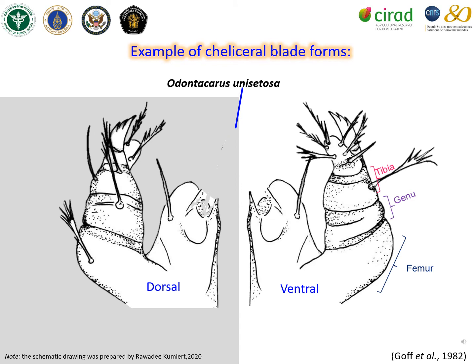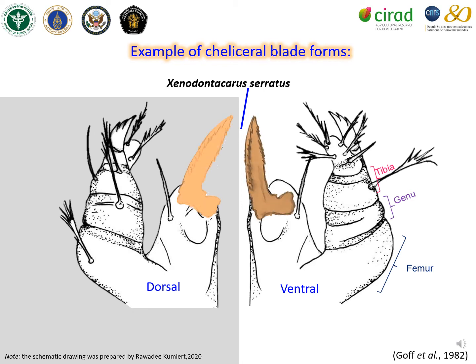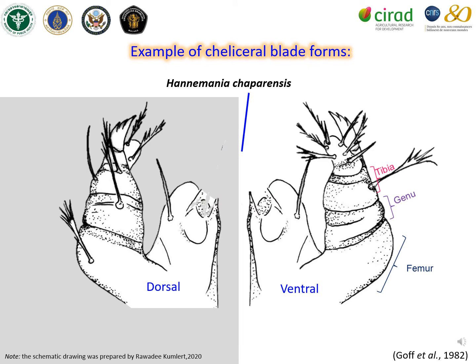In Odontacarus unisetosa, the chelicerae blade has 5 to 6 dorsal and 5 to 7 ventral teeth. In Xenodontacarus serratus, the chelicerae blade has 12 dorsal, 13 ventral, and 2 dorsolateral teeth. In Hoffmannia chaparensis, the chelicerae blade is on the outer side with a row of about 8 teeth.